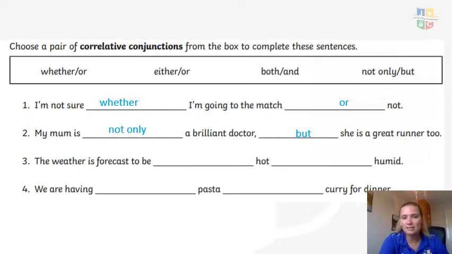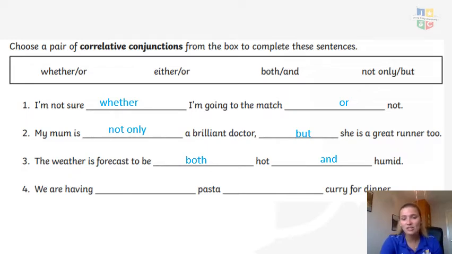The weather forecast is to be both hot and humid. Now that one works really well because if it's hot it tends to be humid. Humid means it's like sticky temperature, and the weather forecast is to be not only hot but humid. So that one would also work, but the most appropriate one there would be both hot and humid.